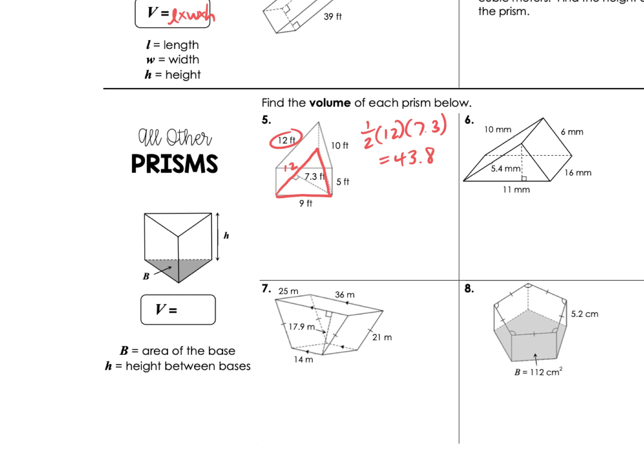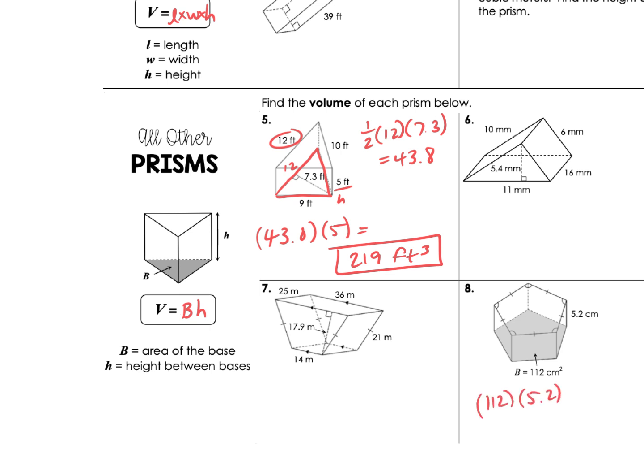And then which one of those is my height? Is it 5? The 5 is my height, because that's the distance between the bases. So going from base to base, that's your height. So 43.8 times 5, and that gives me 219 feet cubed. Pretty straightforward? Sure. Okay, so again, you just figure out what the base is, find that area, and then multiply by the height. If you look at number 8, I'm giving you the area of the base, so you're just going to multiply that area times 5.2.